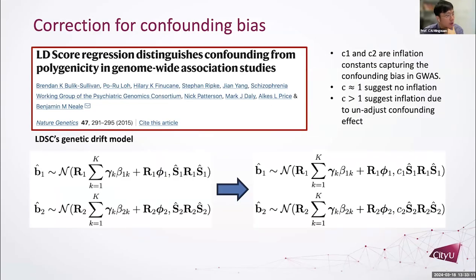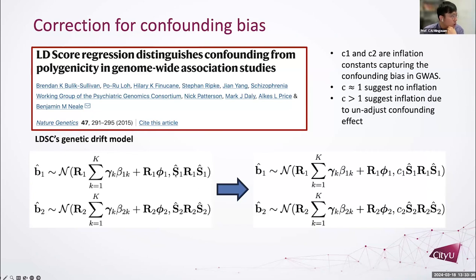Up to now, we have assumed that the covariates have been well adjusted, but in practice, that may not be the case. So here we consider a way to adjust or correct for confounding bias in the GWAS summary statistics that will affect our result. Our idea is based on the LD score genetic drift model.